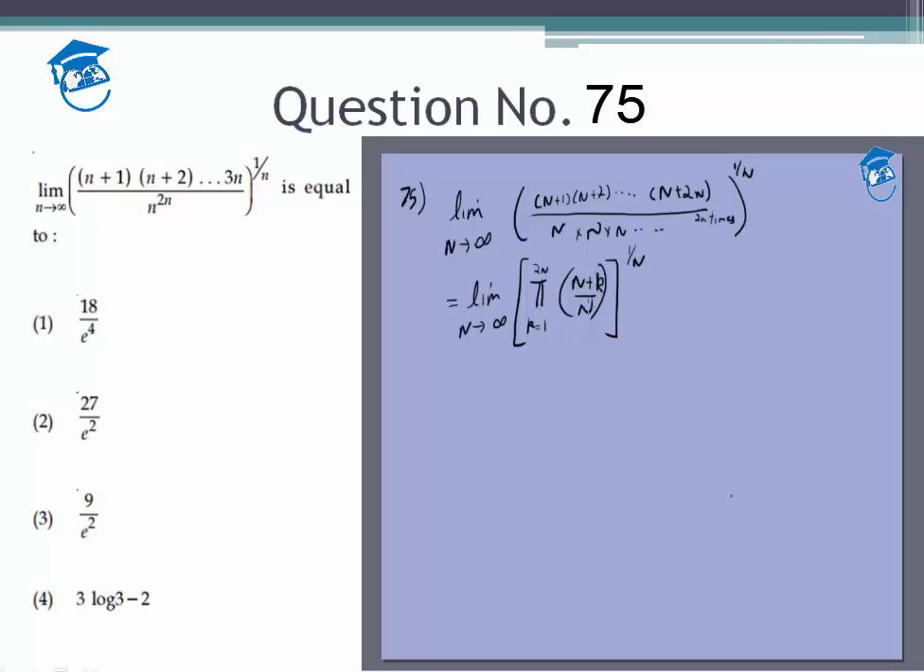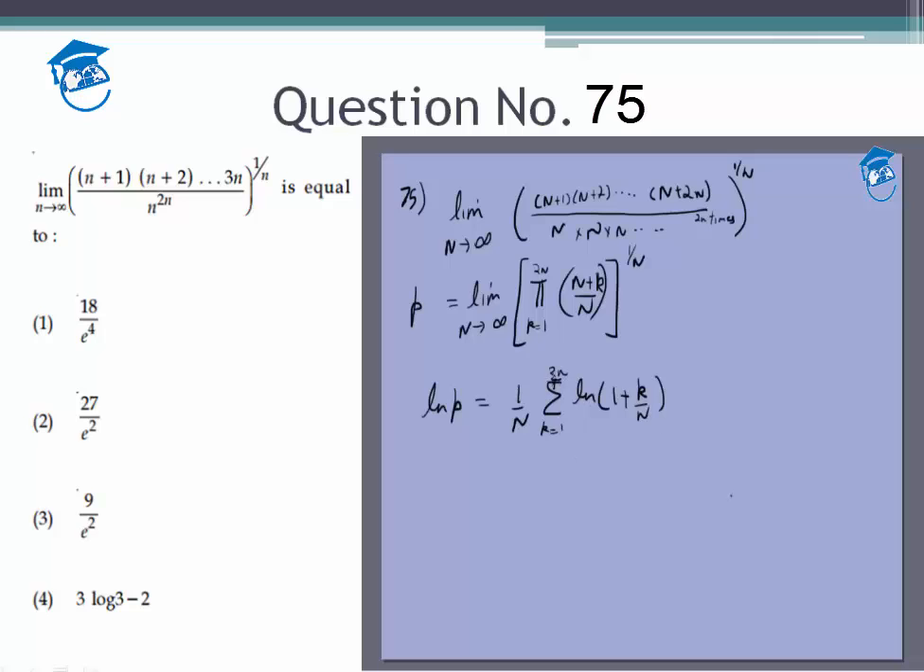So we have n plus 1 by n into n plus 2 by n into n plus 3 by n. Ultimately the final term is n plus 2n by n. Let's say this is p. Now we can take the log of both sides. That will bring out this 1 by n as a product, and this product will turn into a sum. So ln p is equal to 1 by n times the sum of k equals 1 to 2n of ln of 1 plus k by n.